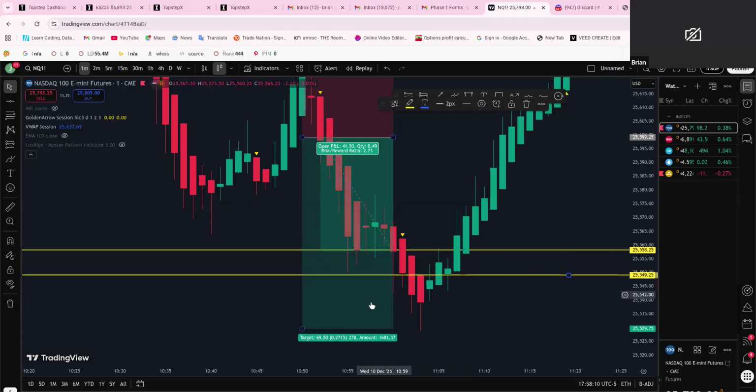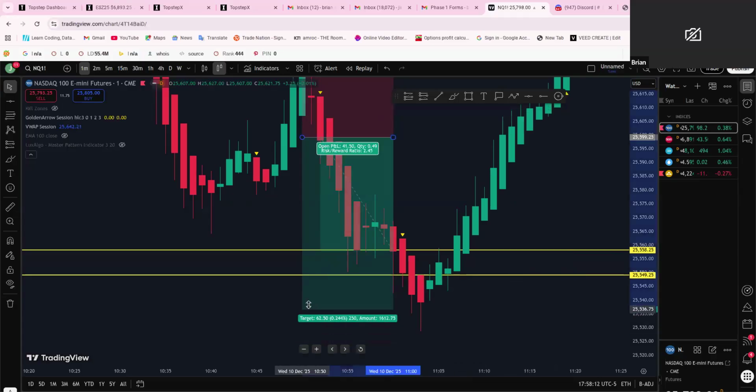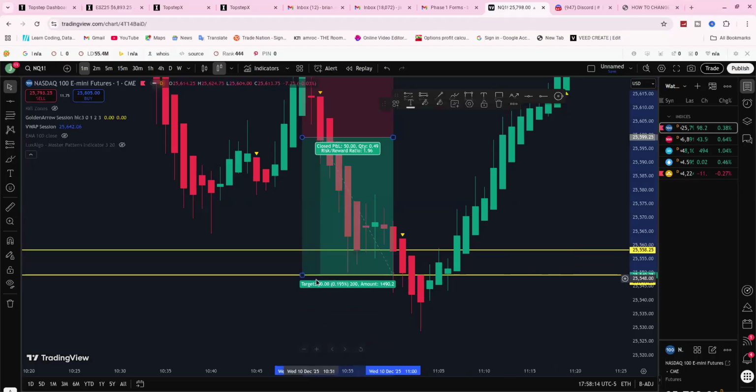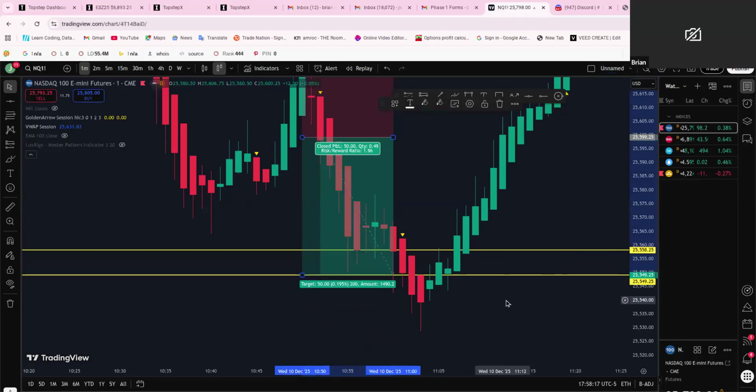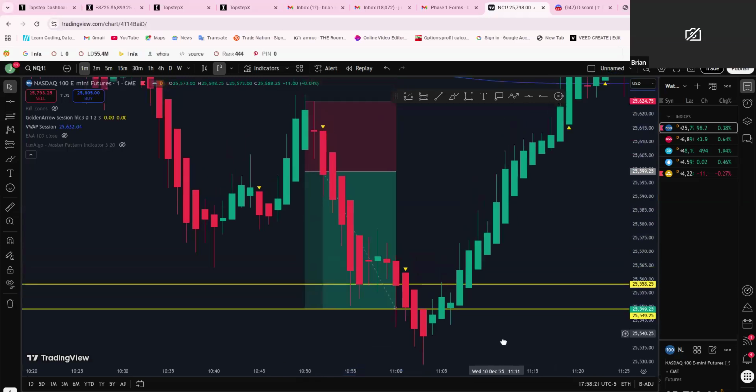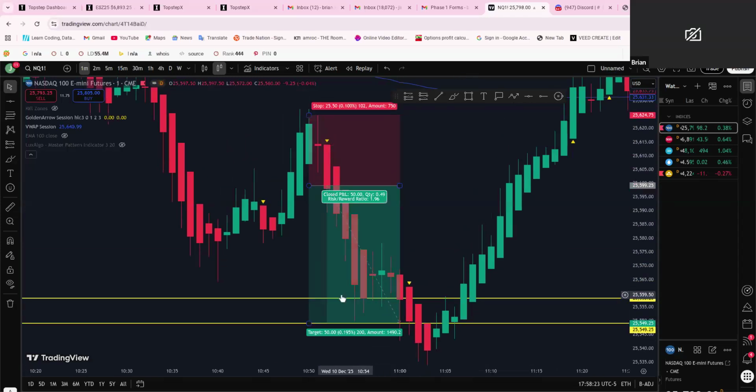So you left it right there. You would have gotten stopped out right there, right? Because of the next candle. That play would have given you a 1.96. That's how you trail.